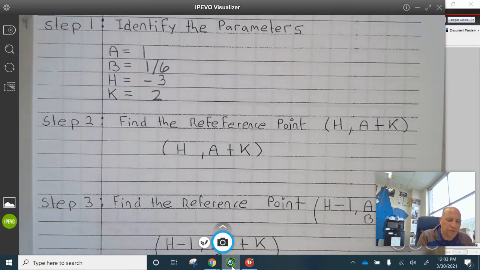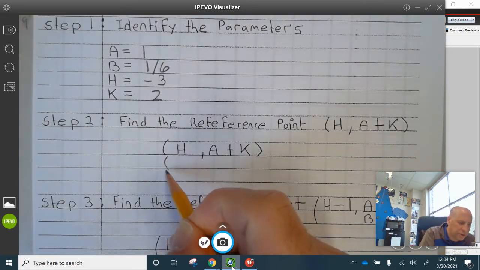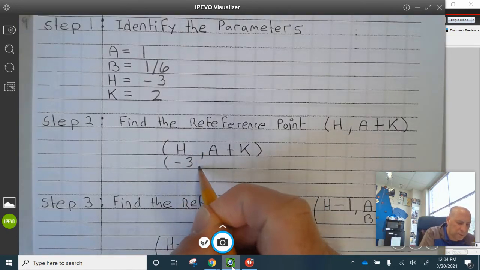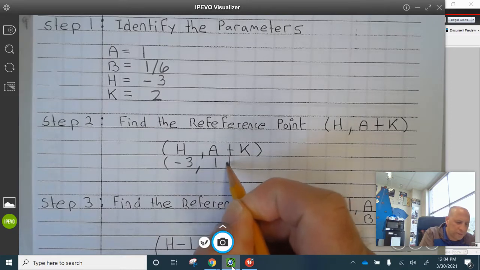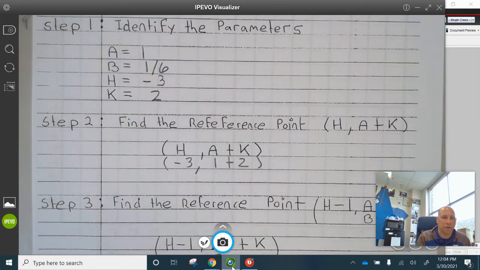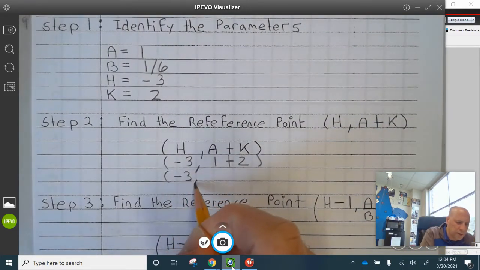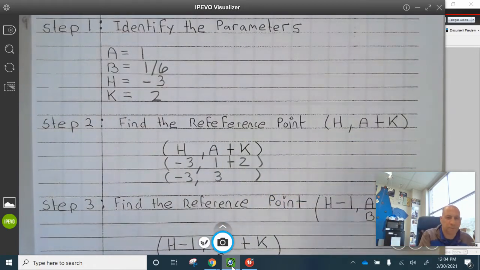Find the reference point (h, a + k). So h is -3, a is 1, plus k is 2. No calculator needed here, so our point is (-3, 3).